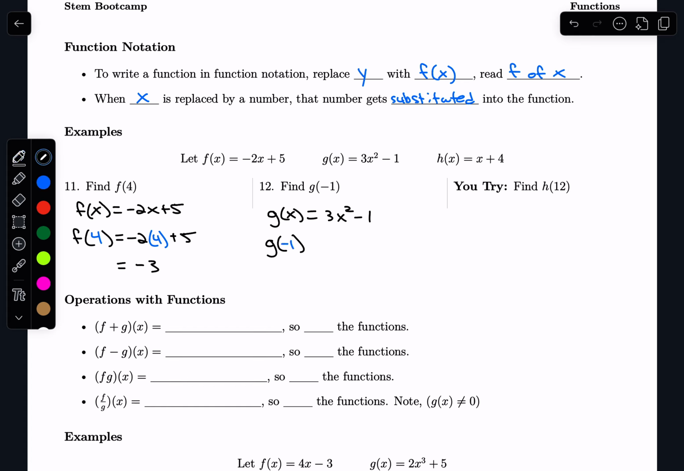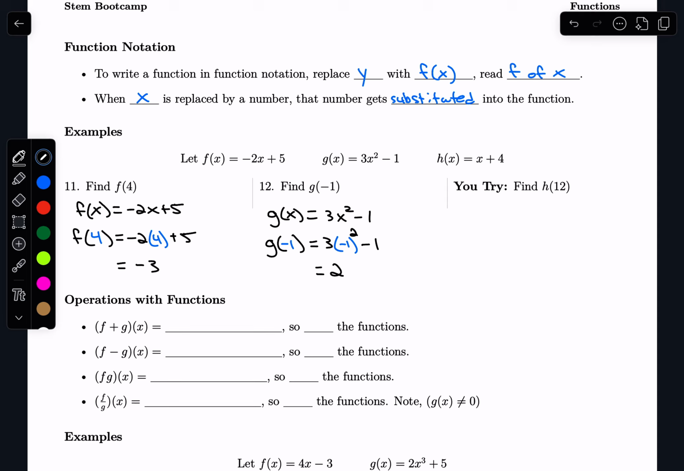So I replace x in the function notation with a -1, and then anywhere I see an x, I also replace it with a -1 in parentheses. So instead of 3x squared, it's 3 times -1 squared, and then minus 1. And then all you do is simplify. So -1 squared is +1 times 3 is 3, and 3 minus 1 gives us 2.